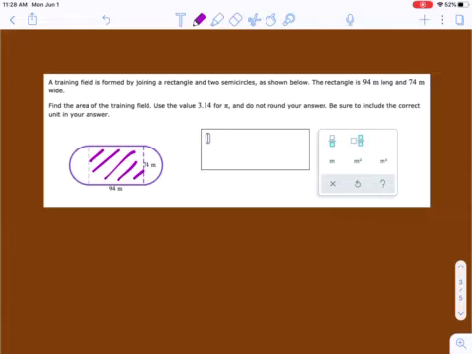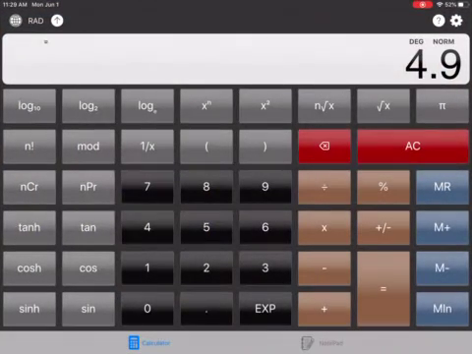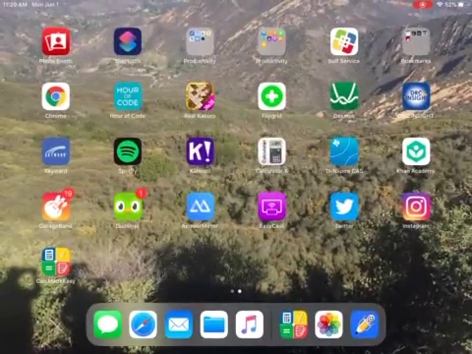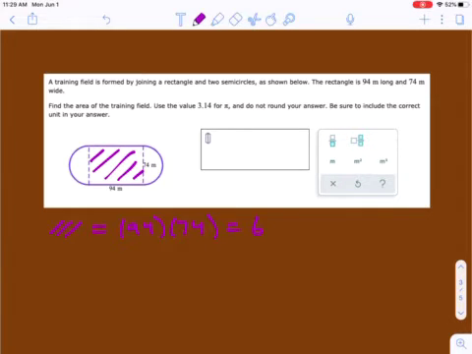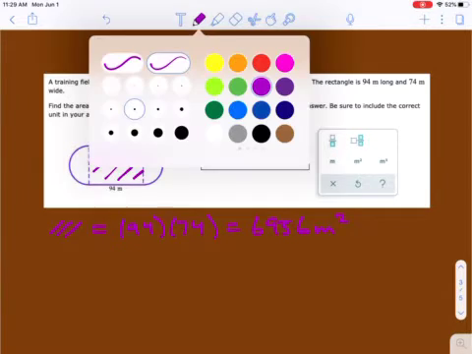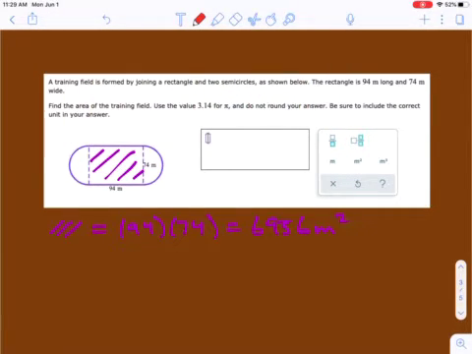All right, so they want us to use 3.14 for pi instead of pi, the whole thing, and do not round your answer. All right, so in order to figure out the area of the purple, it's a rectangle, so we're just going to do our length times our width. So it's just 94 times 74. All right, if we do that, 94 times 74 is 6956. So that gives me 6956 square meters.